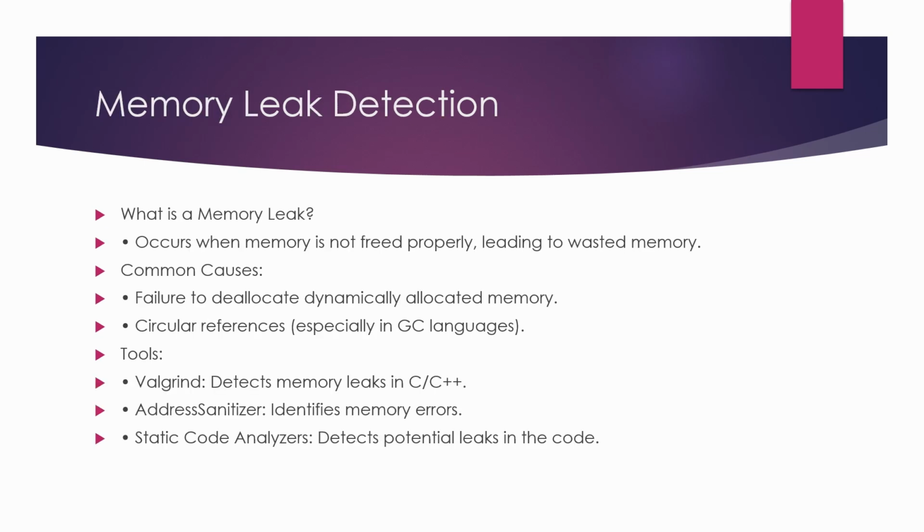Now let's look at memory leak detection. A memory leak occurs when memory that is no longer needed isn't freed, causing wasted memory and reducing system performance. Common causes include failure to deallocate dynamically allocated memory and circular references, especially in garbage collected languages. Tools like Valgrind, Address Sanitizer, and Static Code Analyzer can help detect and prevent memory leaks.